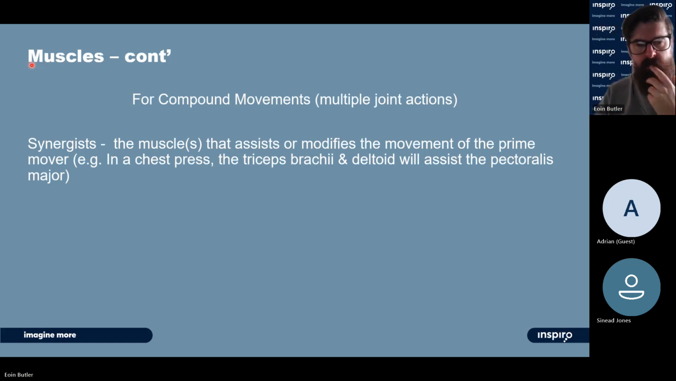Make sense? Would that be fair to say that that's like a secondary muscle assisting the prime mover? Exactly that. Put it in simple terms. So you're still working that muscle, just not as much as your main muscle? Yes, you're still working that muscle, just not as much as the prime mover.